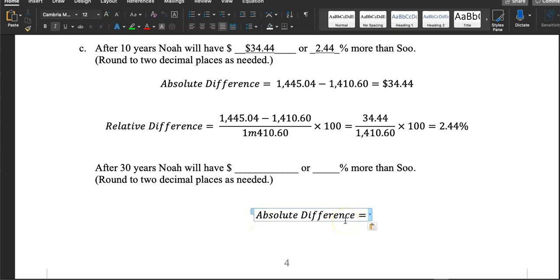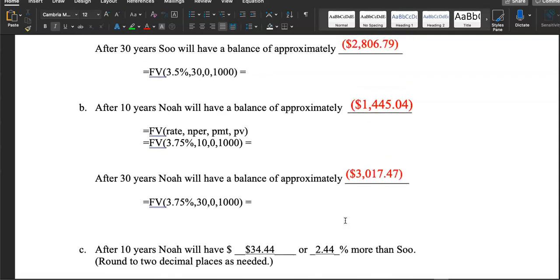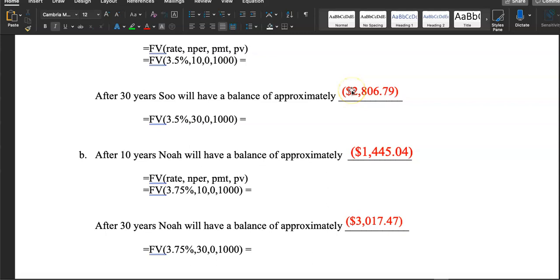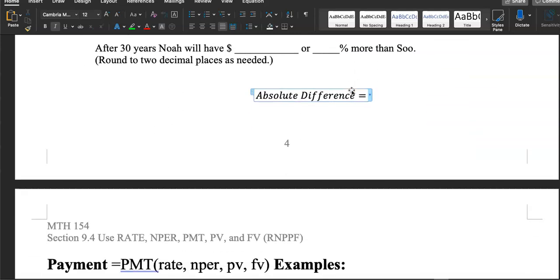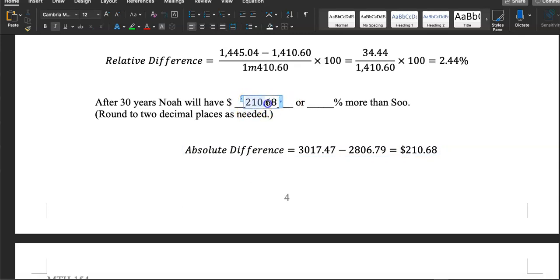Absolute difference in the next 30 years equals, I need two numbers. How much did Noah have in 30 years? That number was 3,017.47, minus, and then how much Sue had in 30 years? 2,806.79. So the absolute difference in 30 years is going to be 3,017.47 minus 2,806.79. And that comes out to be $210.68. So Noah will have that much more money than Sue in 30 years.